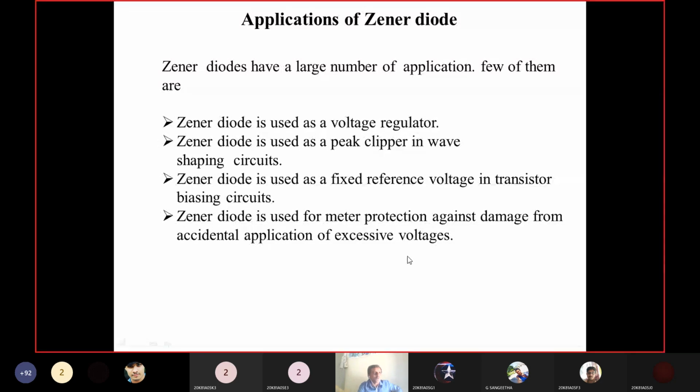Tomorrow we'll discuss what the Zener breakdown is and the avalanche breakdown also. So what is the avalanche breakdown? We will discuss these two. So Zener diode is also a very important topic.